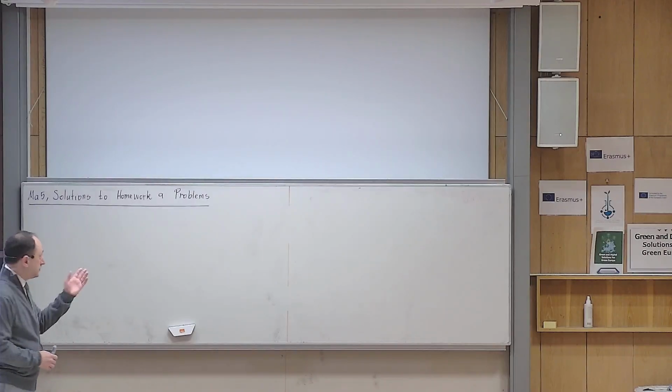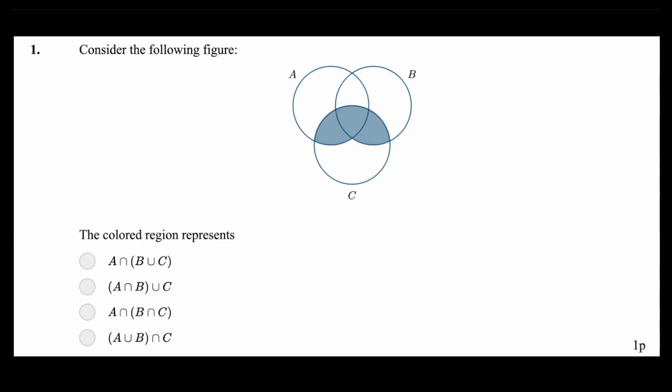Okay, good morning. So let us solve the homework 9 problems. The first problem is a simple one. Consider the following figure. The colored region represents which one of these options? I mean, there is nothing special I can say about this. So which option do you think is correct?